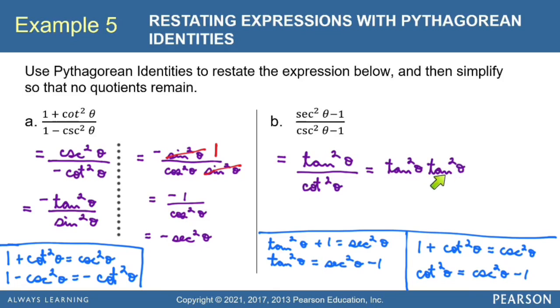And now that all the functions are in the top of the expression, there's no denominator visible, and we can see that nothing is going to cancel out. So we just have to finish the multiplication. Tangent squared theta times tangent squared theta is, of course, tangent to the fourth of theta.